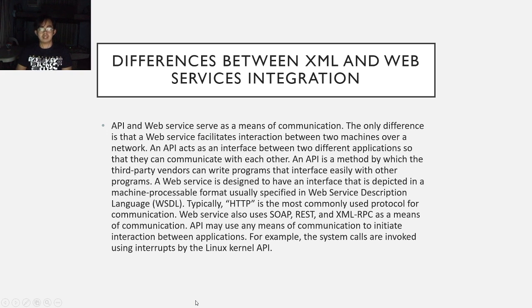A web service is designed to have an interface that is depicted in a machine-processable format, usually specified in Web Service Description Language or WSDL. Typically, HTTP is the most commonly used protocol for communication. Web services also use SOAP, REST, and XML-RPC as a means of communication. An API may use various means of communication to initiate interaction between applications. For example, system calls are invoked using interrupts by the Linux kernel API.